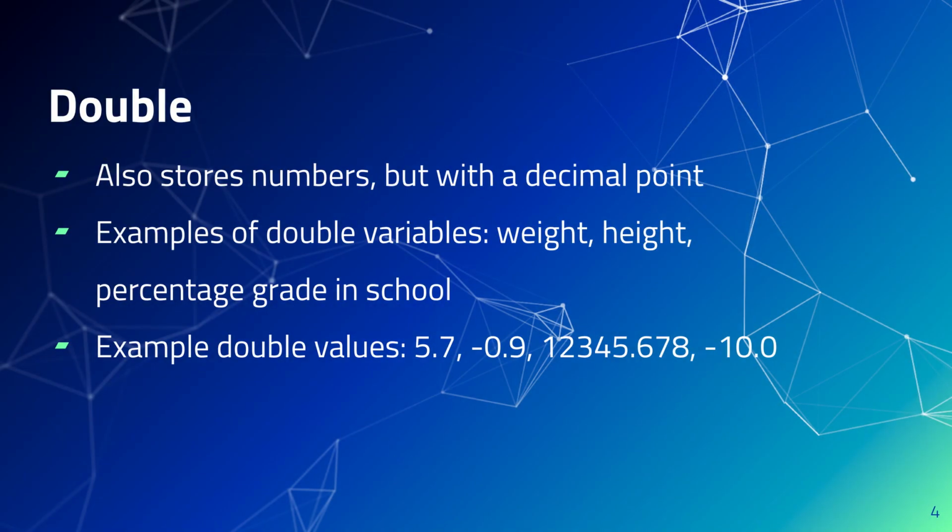Next we have doubles, which are another number data type in case you don't want to store whole number values. So for example, if you wanted to store someone's weight and you wanted to be specific to the nearest tenth, you could use a double variable type. You can think of doubles as rational numbers if you know what those are. Just like integers, doubles can be positive or negative.